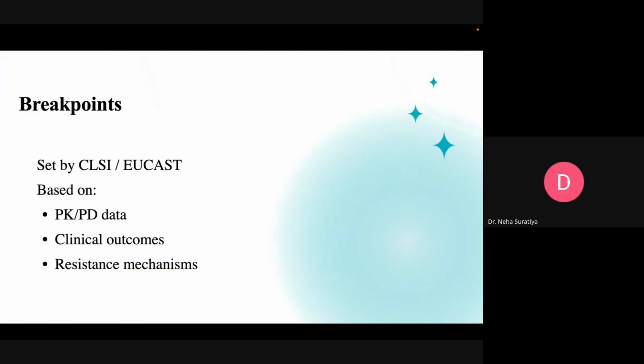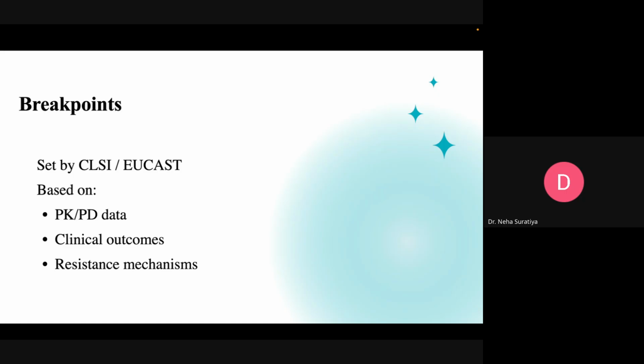Okay, here there is an understanding of break point. See, who decides the break point? So we have two different bodies. We have CLSI, Clinical and Laboratory Standards Institute. If you are noting it down, note down the full forms. In India, CLSI is being used. In the US as well, CLSI is being used. And EUCAST is the European Committee on Antimicrobial Susceptibility Testing. Obviously, in the Europe region, EUCAST is used.